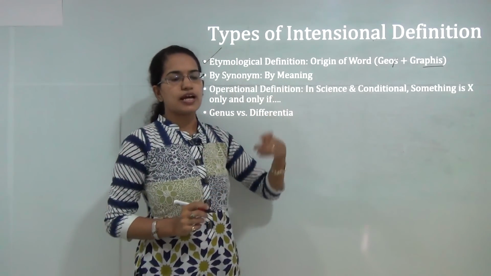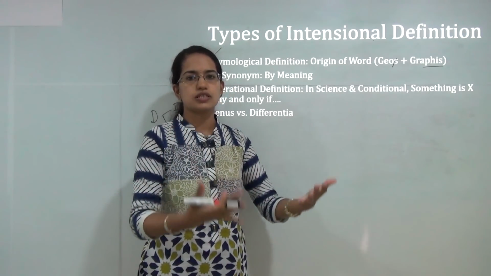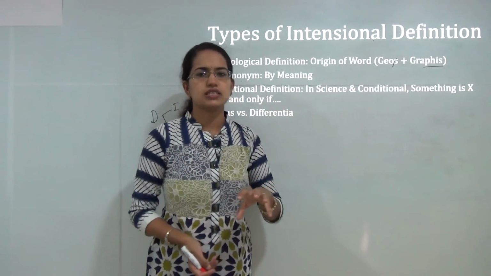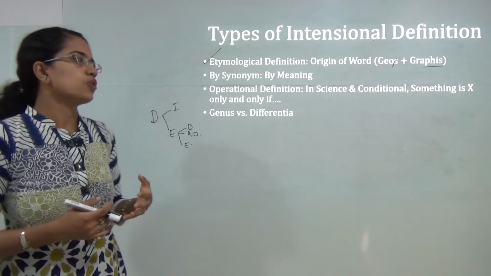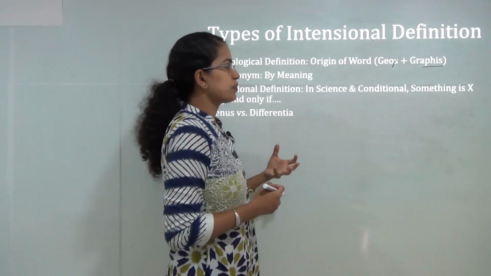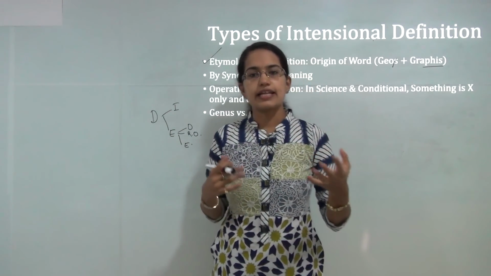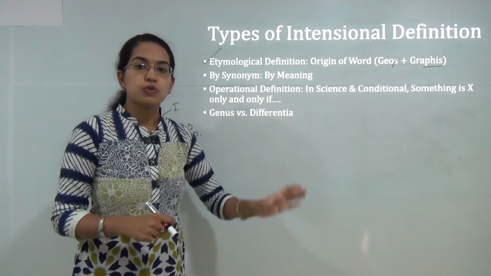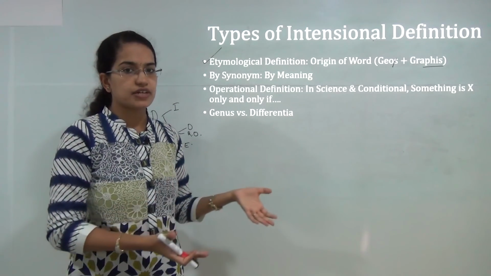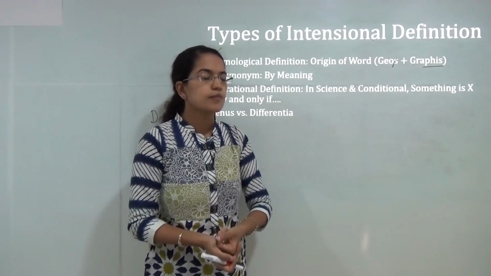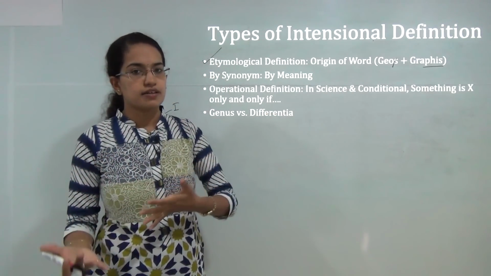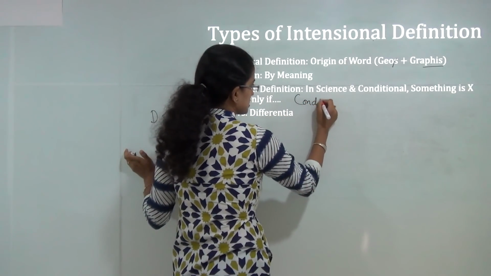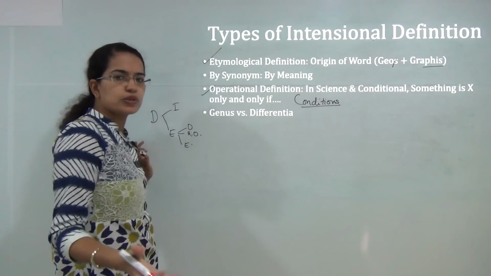Then there is definition by synonym. So rather than using the exact same word again and again, you use synonyms for it, or words which are similar in meaning. The next is operational definition. Operational definitions are usually considered under science, and they are usually conditional. If I say something is X, then it can happen if and only if. If I say apple falls due to gravity on earth, if and only if, what I am trying to understand here is the presence of gravitational force. What would happen on the moon, or in space, would be something different. So there is a conditional parameter here. Under operational definitions we usually talk about conditions: that can happen only and only if this is true.